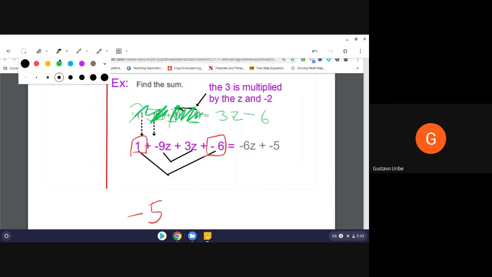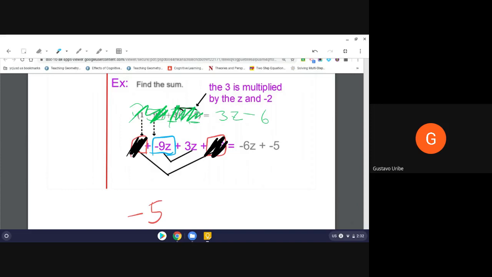Now, we took care of this. I'm going to cross it out just to keep my things organized. I have a negative 9z, so you can underline it or put a box around it. I have the sign, so the sign is a negative. And look, this also has a z. It's a positive 3z. So negative and positive are different signs. They're going to cancel out or subtract.